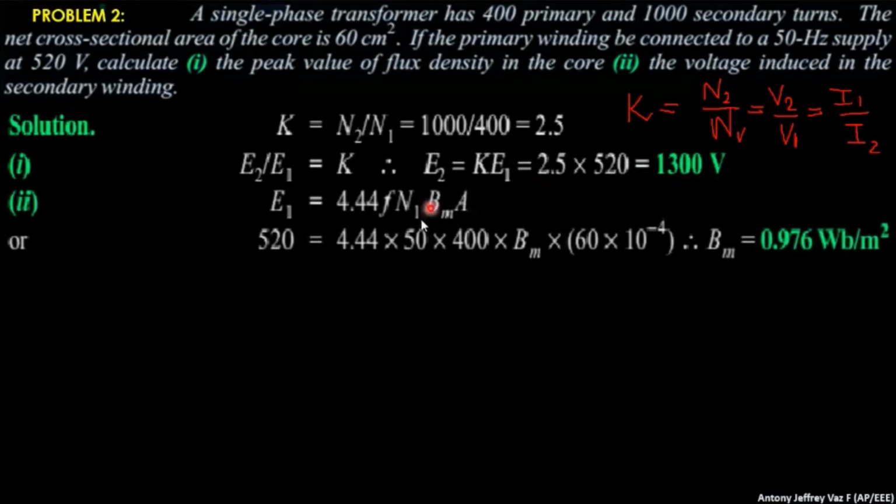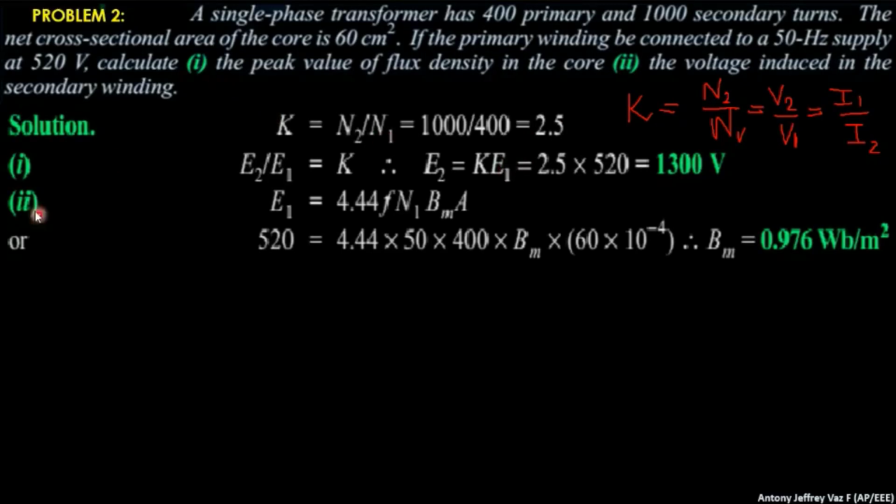Next, we are going to find the flux density. The second one is the voltage induced in the secondary winding. You have found it here, 1300 volt. You can see this voltage induced in the secondary winding is nothing but E2, or V2, equal to 1300. You have done this in the first step.